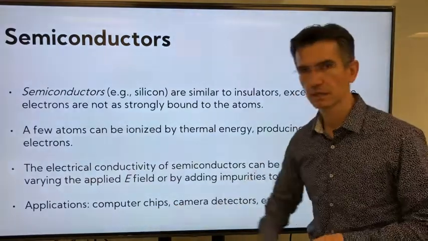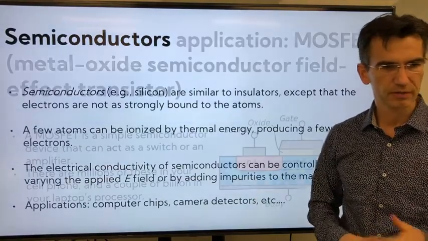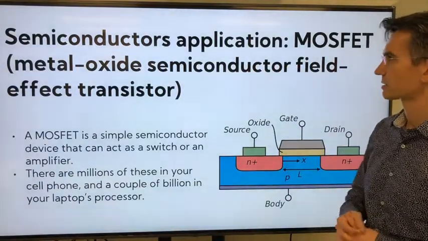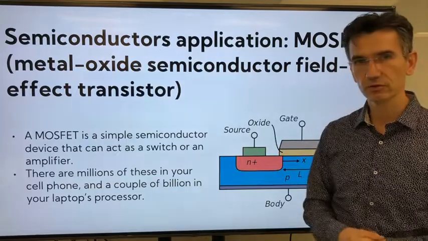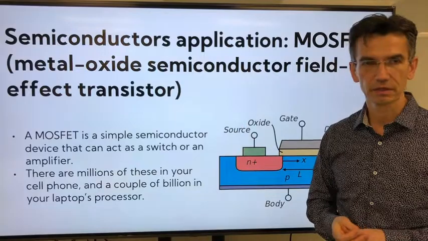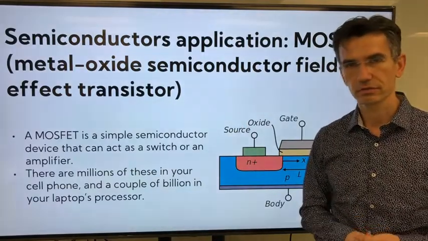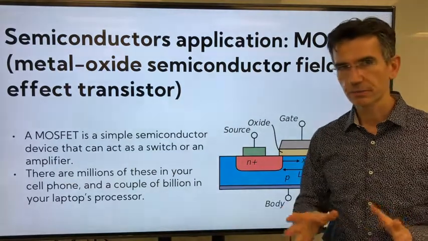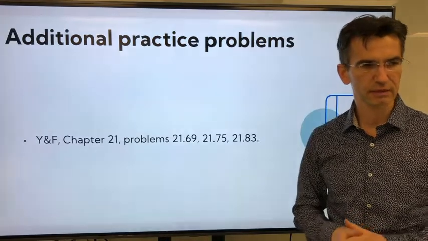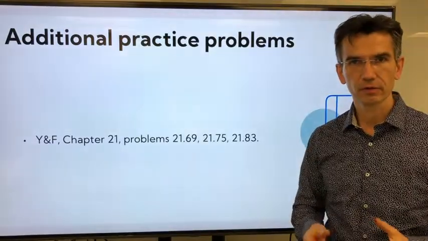We're familiar with semiconductors in computer chips, cameras, and so forth. Here's an example of a very basic semiconductor element called a MOSFET, a metal oxide semiconductor field effect transistor. This is the kind of stuff that's present in very large numbers in microchips, computer processors, and cell phones. So this is the summary that I had for the behavior of matter in electric fields, and I have only selected a few more practice problems at the end of the chapter for your preparation.